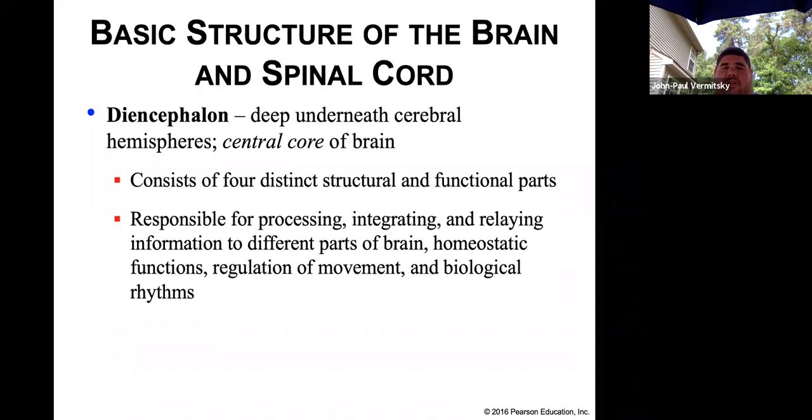The diencephalon is deep underneath the cerebral hemispheres, in what we would call the central core of the brain. It consists of 4 distinct structural and functional parts, and the diencephalon is responsible for processing, integrating, and relaying information to different parts of the brain. So it's more like a relay center as information is coming up from the spinal cord. It also has very important roles in homeostatic functions, regulation of movement, and biological rhythms, or cyclical events that occur in a somewhat regular pattern.